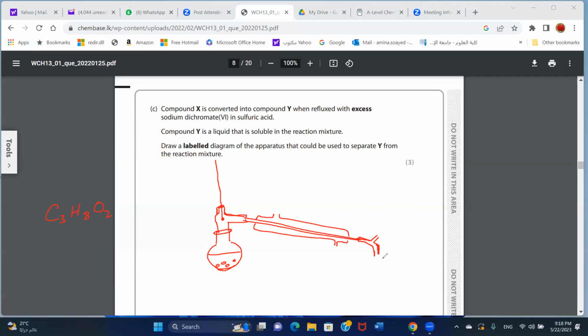And then it is connected to another round bottom flask to collect whatever we want to collect. Okay. And then from the bottom of the condensing tube, you should label it as water in, and the other one should be water out. Yes, excellent. Here we say this is a receiving flask.